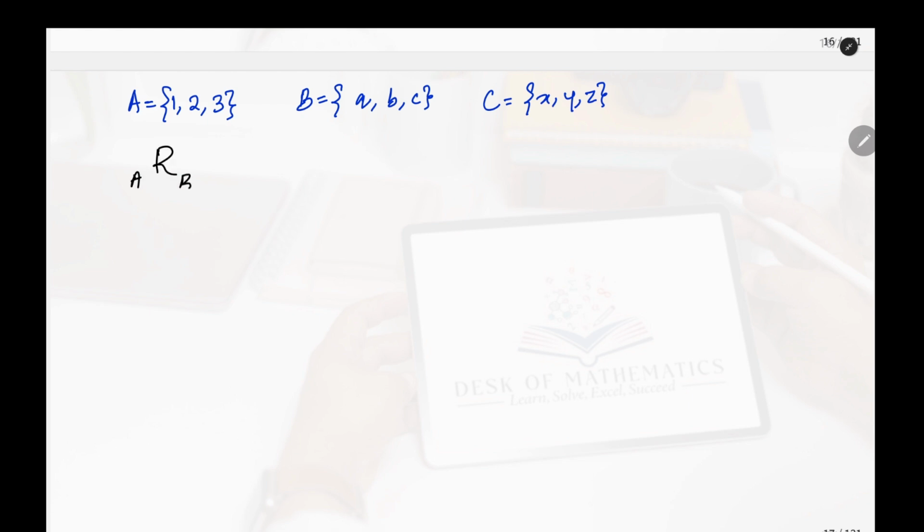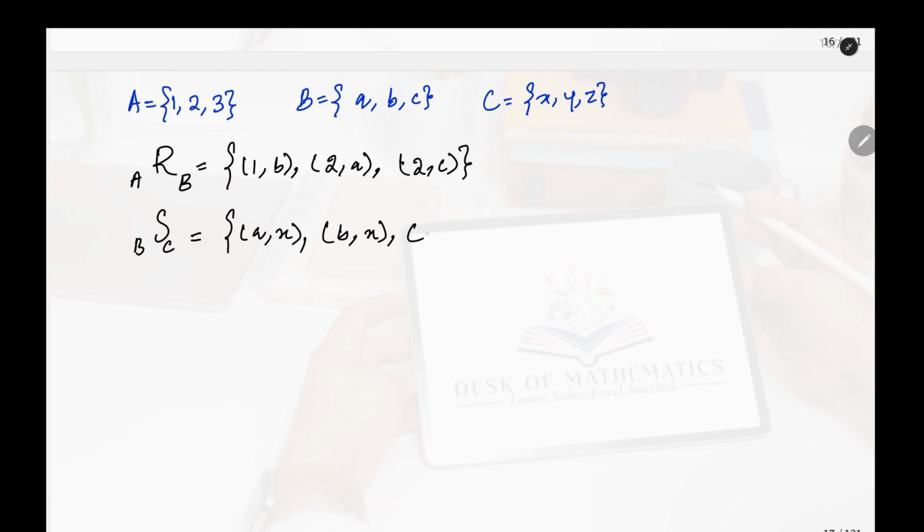For example, if you have one set A as {1, 2, 3}, another set B as {a, b, c}, and another set C as {x, y, z}. Now you define the relation R from A to B as {(1, b), (2, a), (2, c)}, and write the relation S from B to C as {(a, x), (b, x), (c, y), (c, z)}. So now you will define R of S.